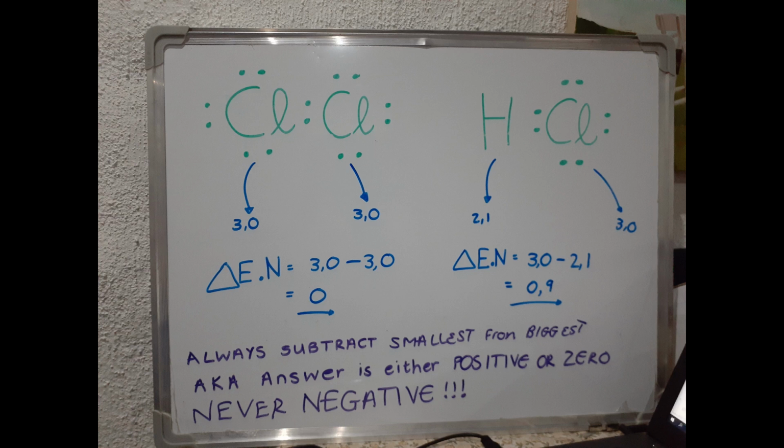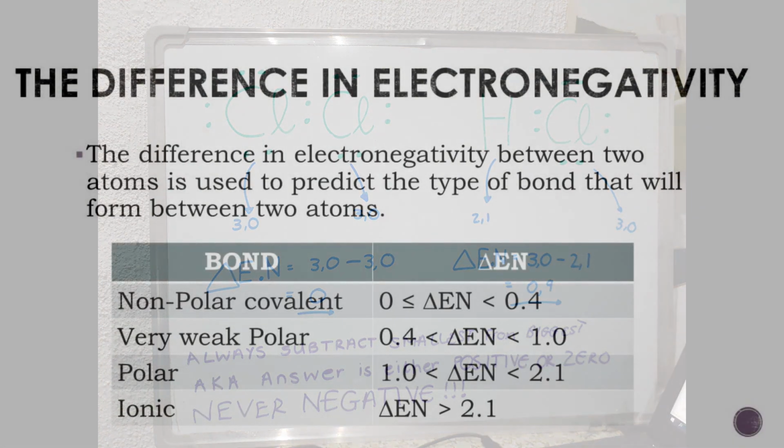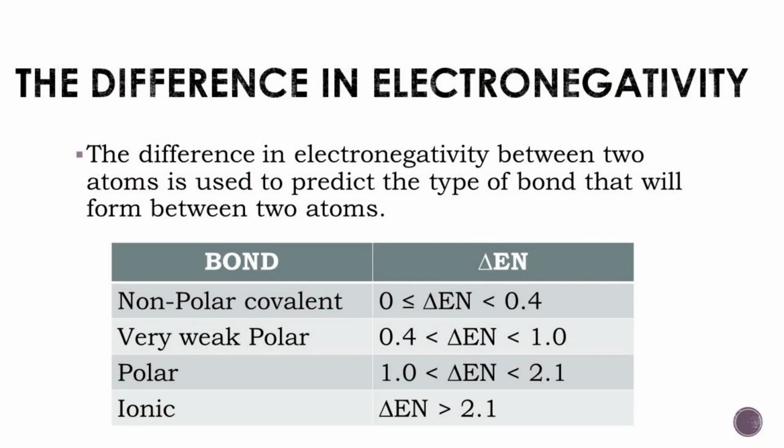So this difference is really just simple maths. The sum, as shown on the board, always subtract the smallest electronegativity from the biggest electronegativity, resulting in either a 0 or a positive number. You're never, ever going to get a negative electronegativity. If you get a negative electronegativity, you've done the maths the wrong way around. Redo it.